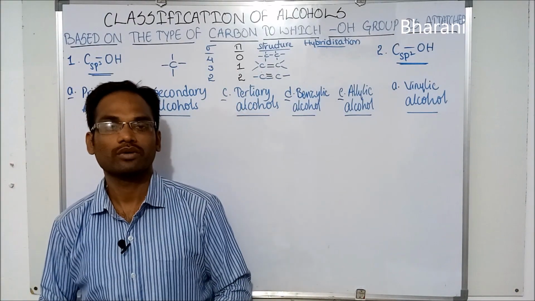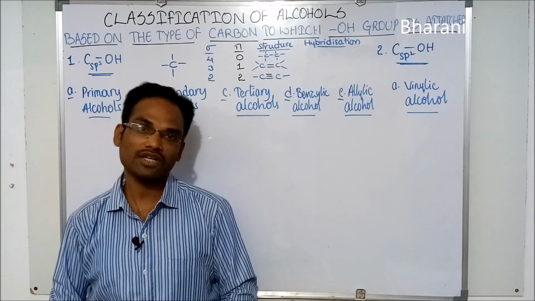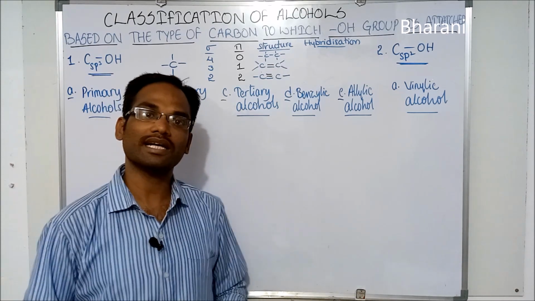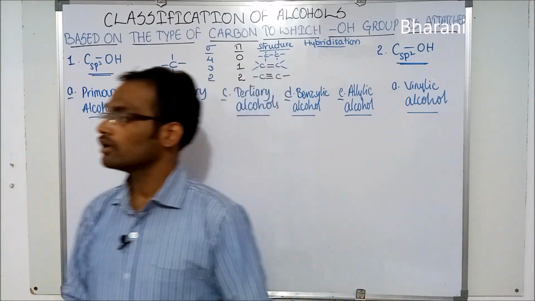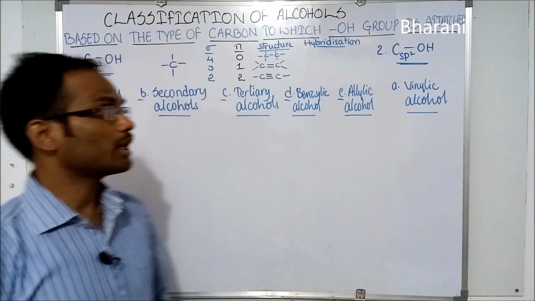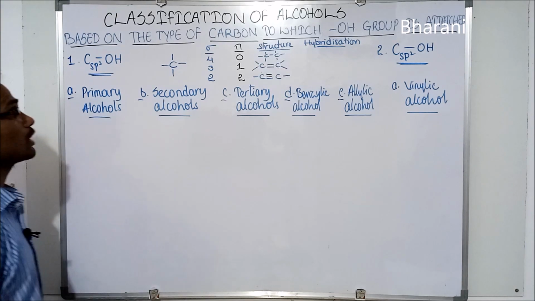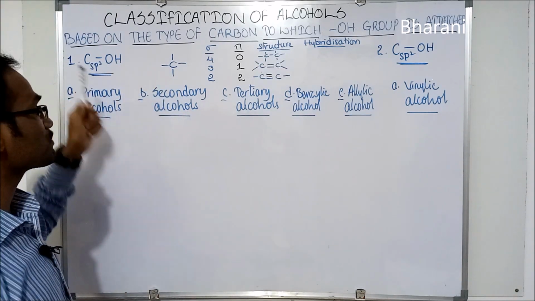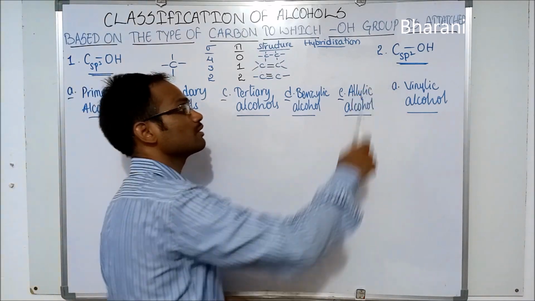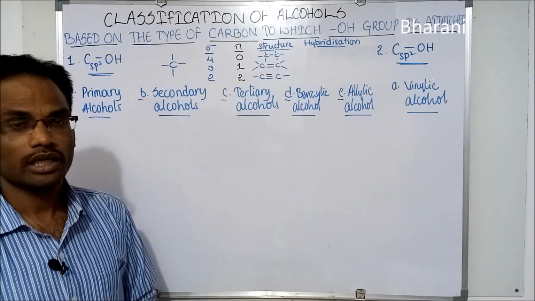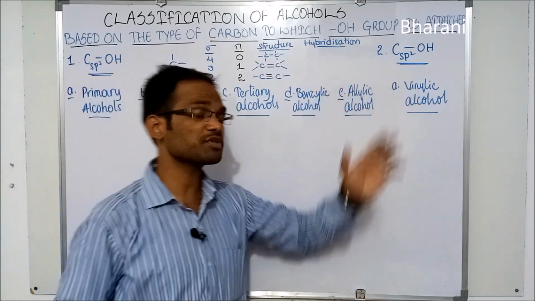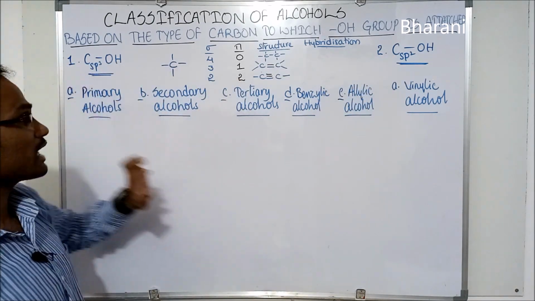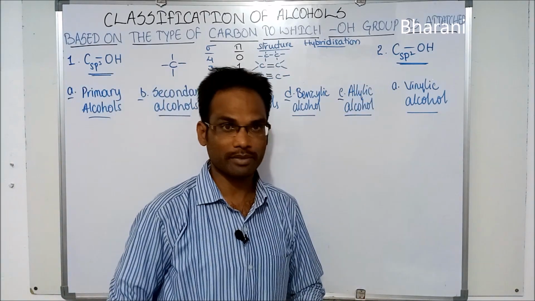Hi, now let us discuss the classification of alcohols based on the type of carbon atom to which the hydroxyl group is attached. Here I have already shown you a number of examples. The hydroxyl group can be attached to two different types of carbon atoms: one is an sp3 carbon atom and the other is an sp2 carbon atom. Now, what is an sp3 carbon atom? What is an sp2 carbon atom? Here the carbon is sp3 hybridized and here the carbon is sp2 hybridized.